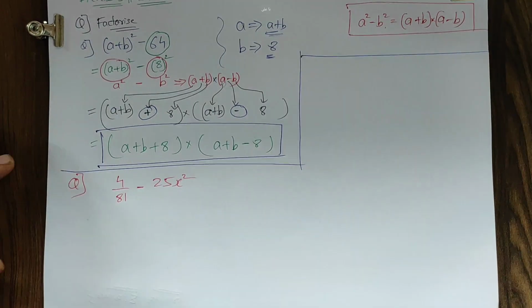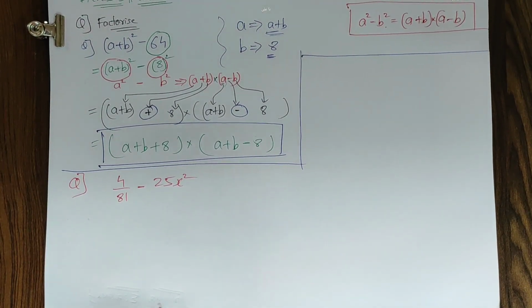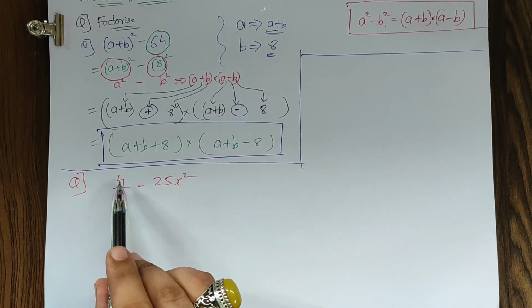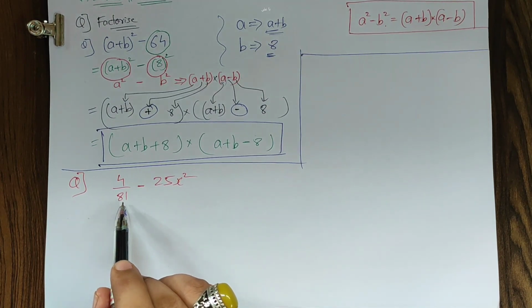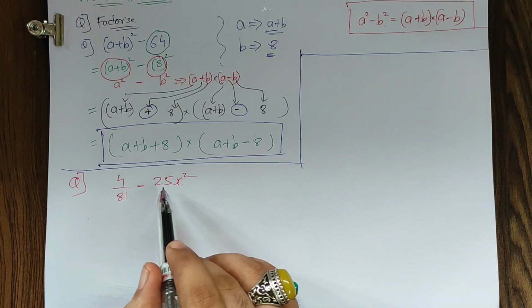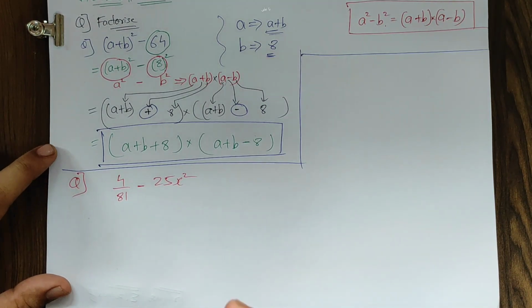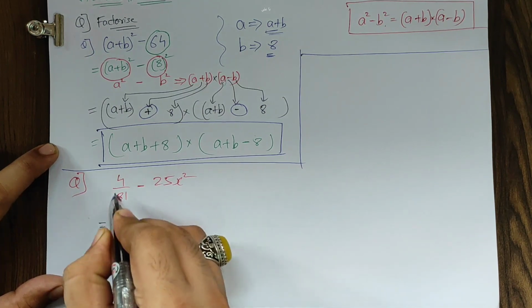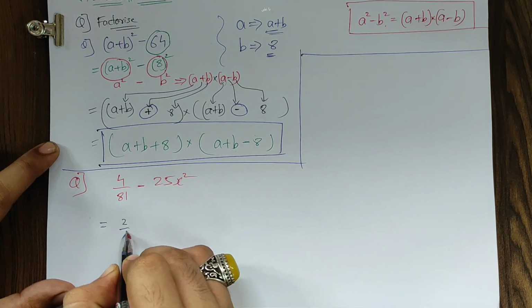Okay students, now the next question please. 4 upon 81 minus 25x square. Clearly I can see this 4 is a perfect square. 2 का square is 4. 81 एक perfect square. It's 9 का square becomes 81. 25 is a perfect square. 5 का square becomes 25. Okay, और यहाँ तो x square ही है. So let me redefine this and write it as: 4 can be written as 2 का square, and 81 can be written as 9 का square.